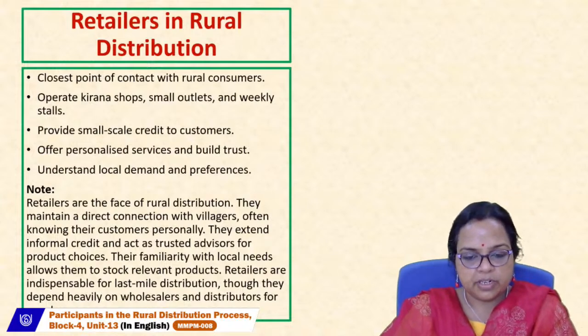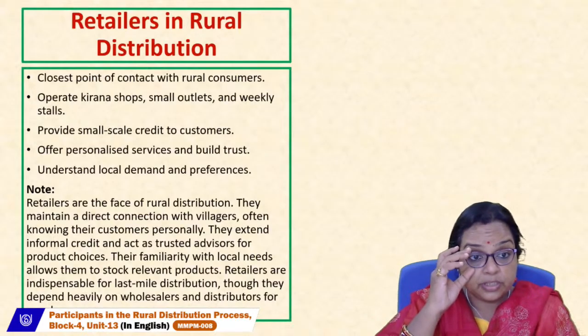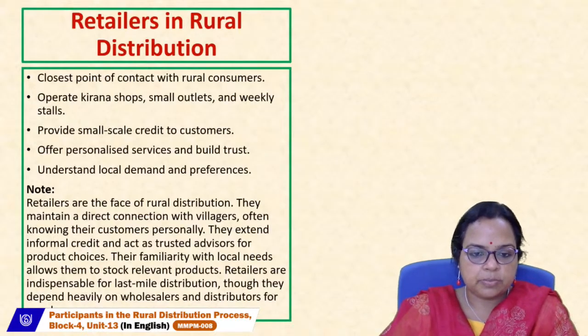This is what the marketer needs to understand. Though the wholesaler is purchasing in bulk, the face of the marketing activities, or the buying and selling processes, is the retailer. So this is the face of rural distribution because they know the villagers personally. They know their preferences of product and services. They also know which villager can avail the credit system and which cannot. The familiarity and closeness with the local needs and the local customers is the best passage for distributing the products to the customers.